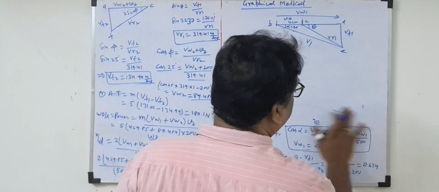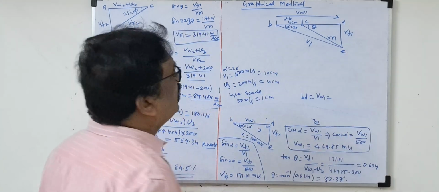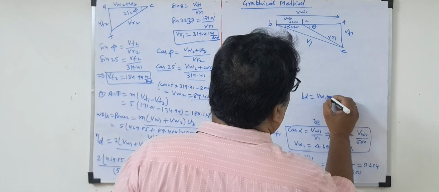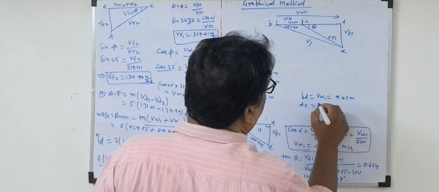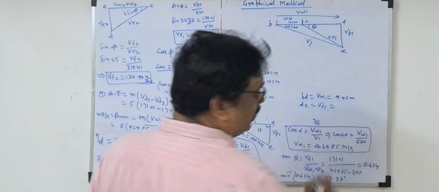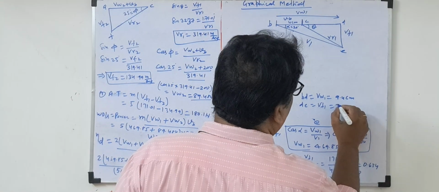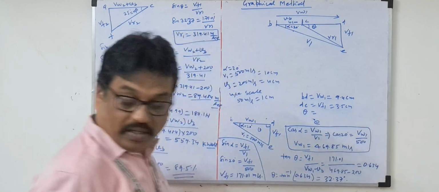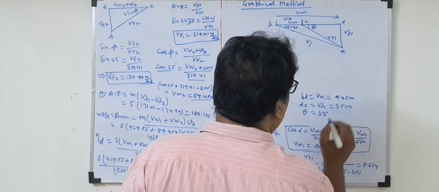What is BD here? BD here is VW1. How much centimeter? If you measure it, VW1 will come 9.4 centimeter. If you measure DE, nothing but VF1, from the scale we will get 3.5 centimeter. Then theta we will measure from the protractor. So theta, we got 33 degree.